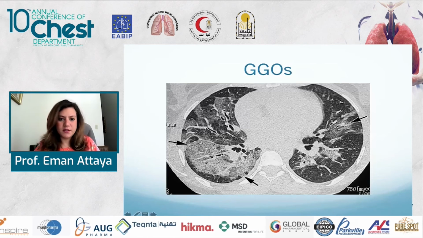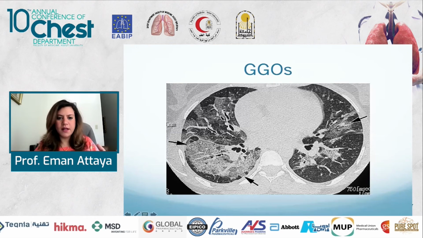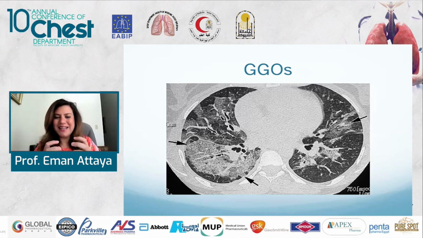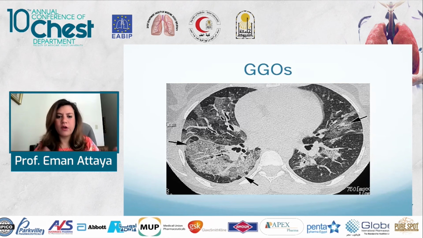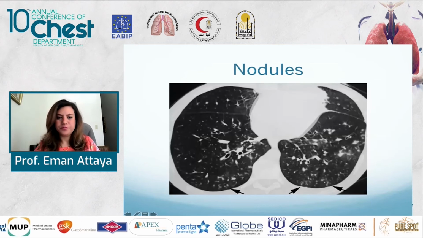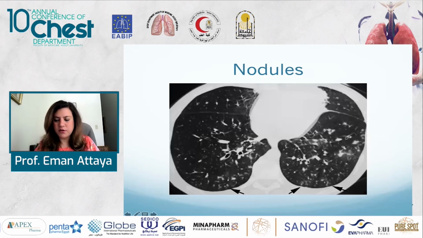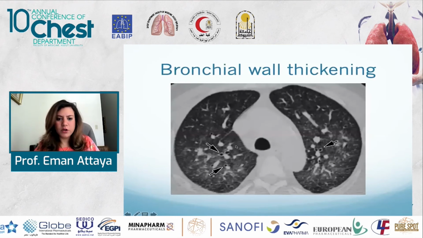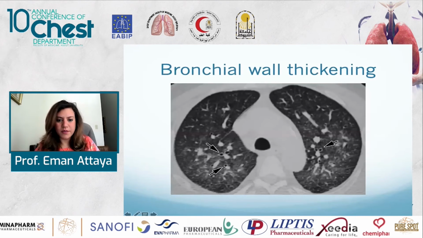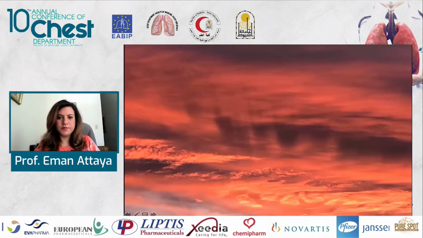Ground glass opacities, again, these are areas of opacification, but they're not quite consolidation. So we call them ground glass opacities. And here's an example of ground glass opacities. Nodules: you can see these tiny nodules throughout the lungs that you get with viral infection. Bronchial wall thickening: do you see how the wall of the bronchus looks a little bit thick? Again, you see that with viral pneumonia.